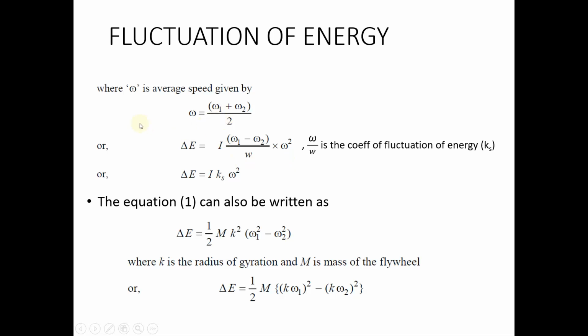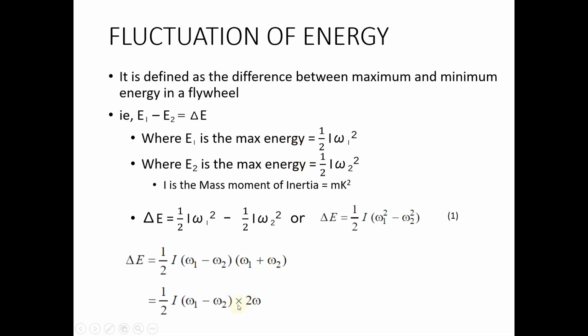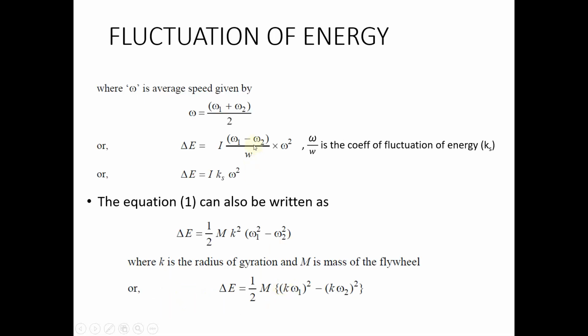Now again we can write this equation as change in or the fluctuation in energy delta E is equal to I into omega 1 minus omega 2 by omega into omega square. So this 2 and 2 will get cancelled, so it becomes I into omega 1 minus omega 2 into omega. So that is again written as omega 1 minus omega 2 into omega is written as into omega square by omega. So one omega was already there, so we multiply one more omega by omega.